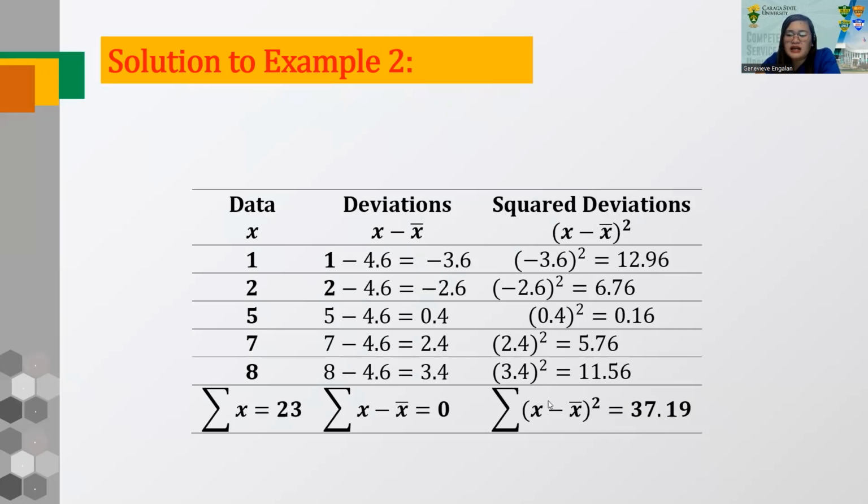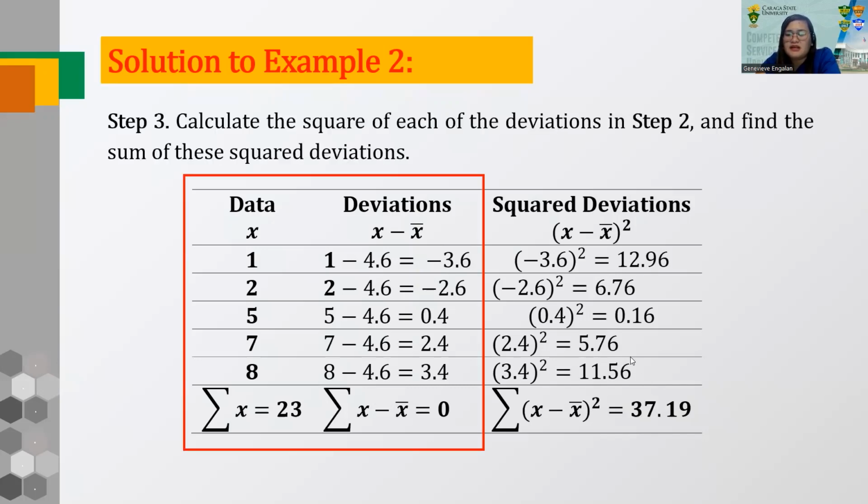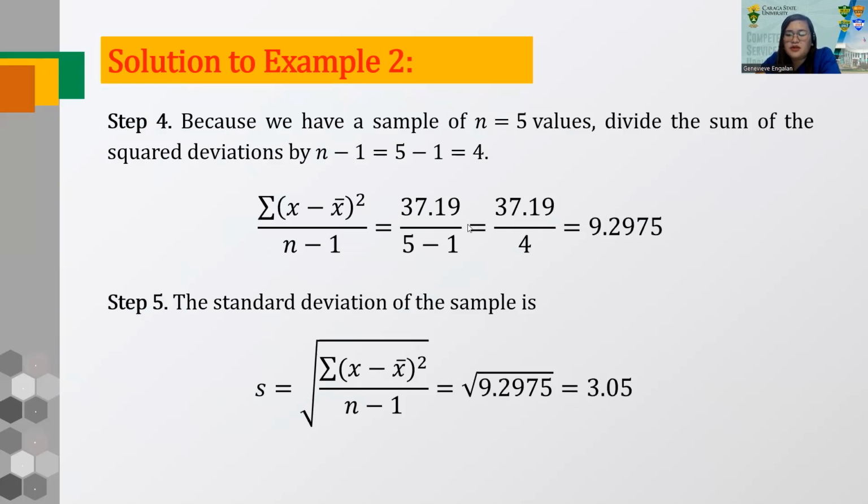Okay, then what we need is the summation. So we just total them, right? So our total is 37.19. Okay, so we divide: you have 37.19 over 4, so you have 9.2975. So actually, this is our variance. Okay, this is our variance. The step to get the variance and the standard deviation is the same process. When you take the square root of the variance, you get the standard deviation.